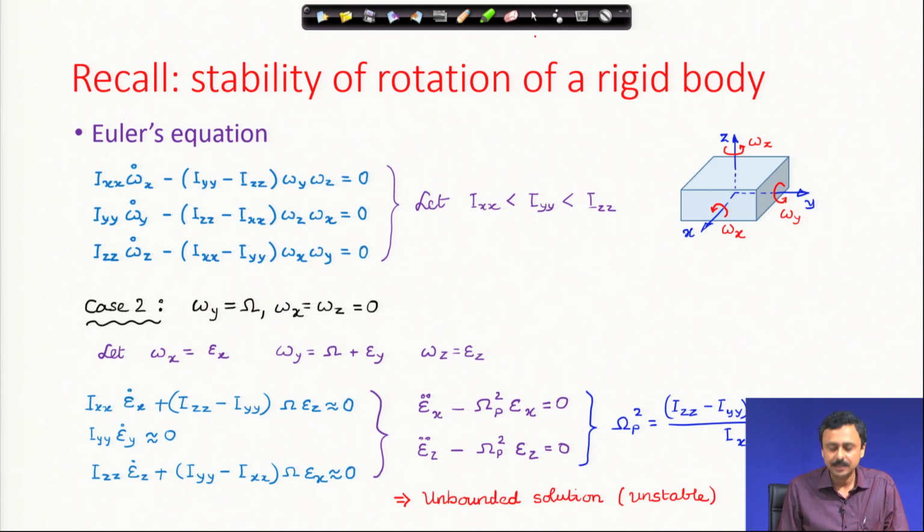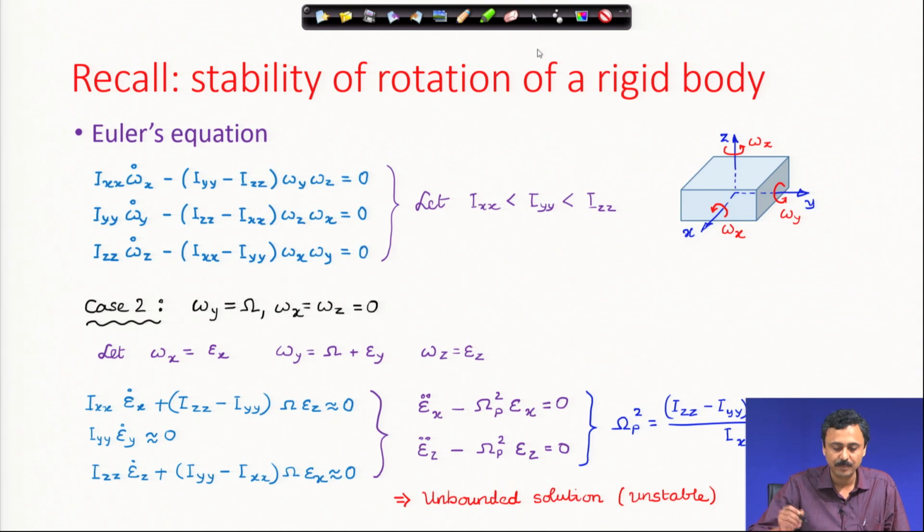In linear analysis we would say it is an unbounded solution, but really it will not be unbounded, because we are doing linear analysis, and as the values increase, this simplification itself is not valid. Therefore, linear analysis can only be used to say that the system is unstable. This spin state about the intermediate axis is unstable.